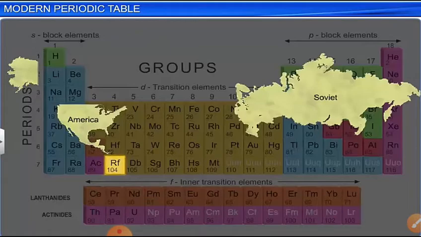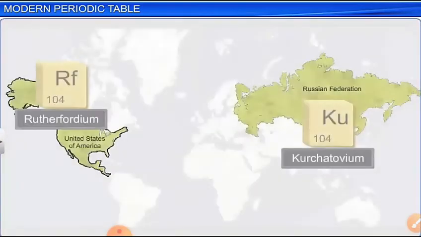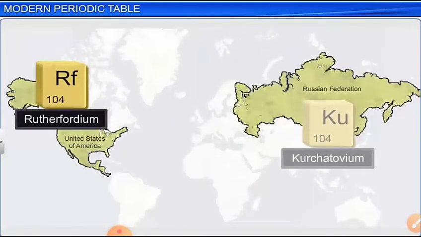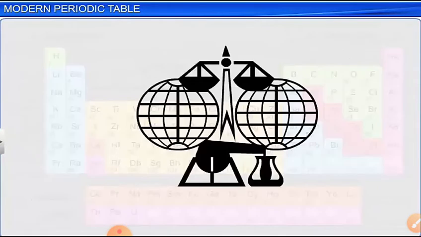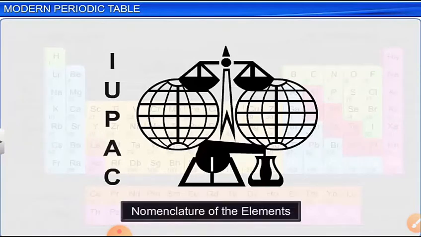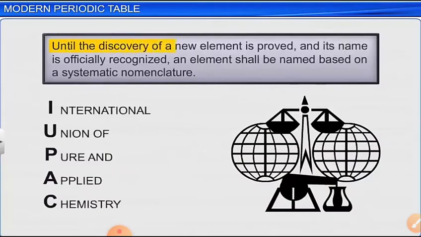Rf stands for rutherfordium, which has atomic number 104. Now initially the name was not rutherfordium. There was a controversy related to this particular element, 104. It was earlier called rutherfordium and kurchatovium, but later on, to avoid the conflict between two countries, IUPAC gave the nomenclature of elements after atomic number 99. That is, from 100 we have an IUPAC naming till the discovery of the new element is proved. Its name is then officially recognized, and an element shall be named based on a systematic nomenclature.